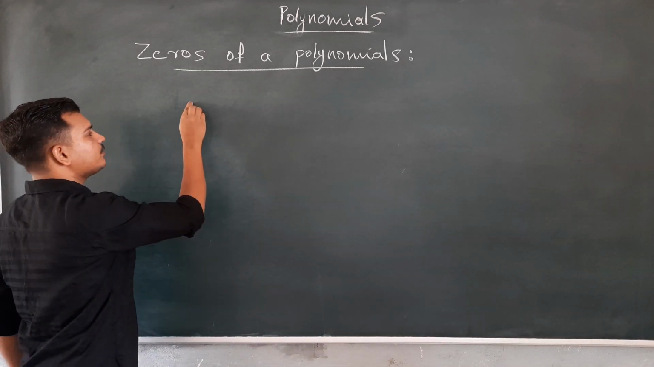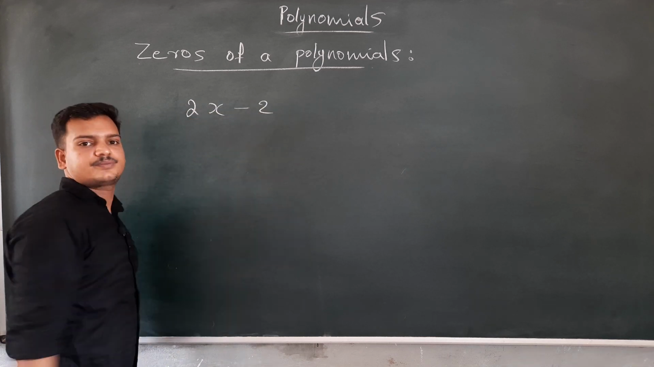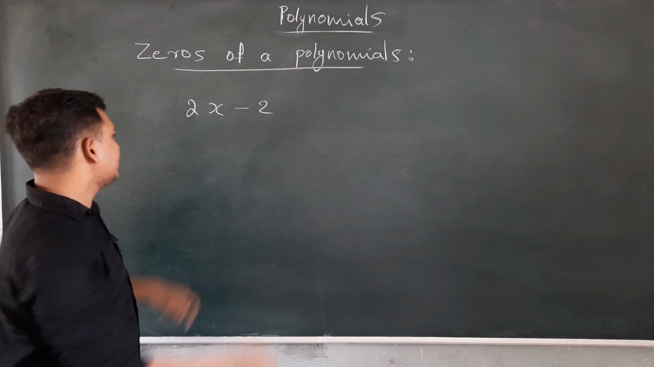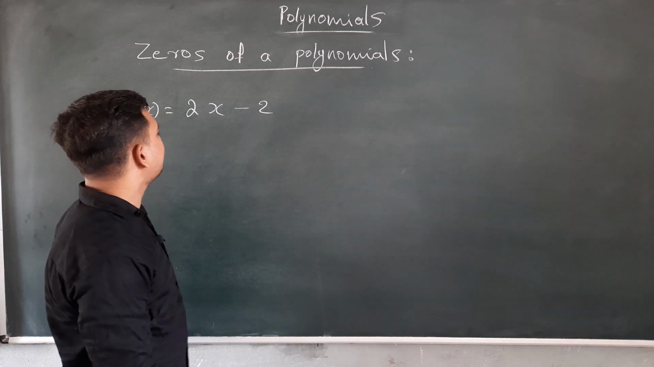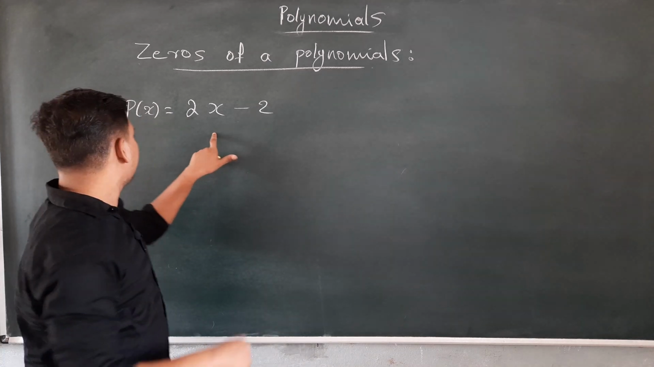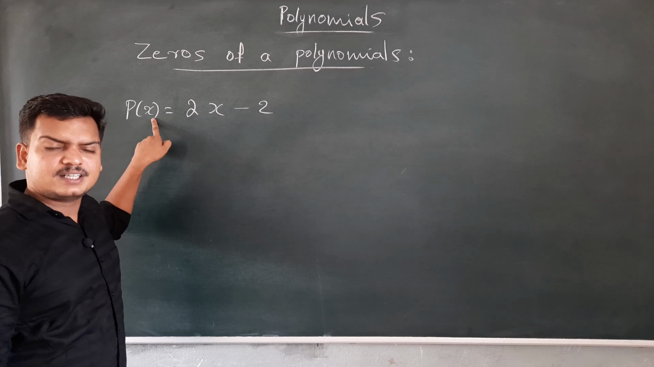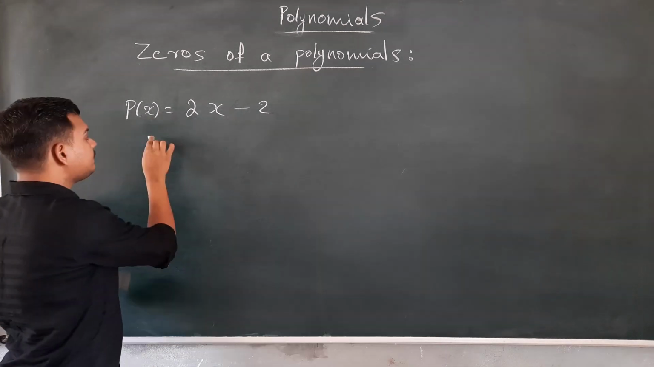The next topic: zeros of a polynomial. Let's consider a polynomial, that is 2x minus 2. Look at this polynomial. Let me name it p of x. P of x is equal to 2x minus 2. See, in this polynomial, in the place of x, you can substitute any value. Any real number you can put there. Let me put here 2.